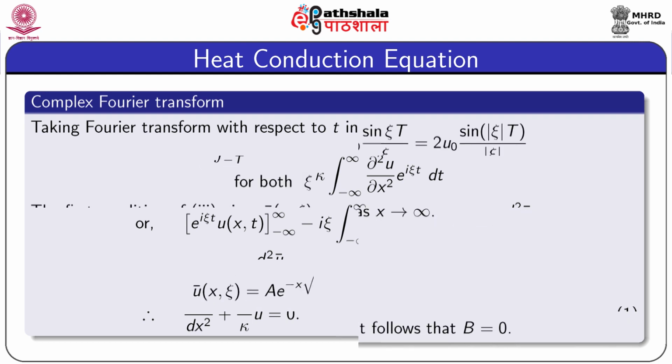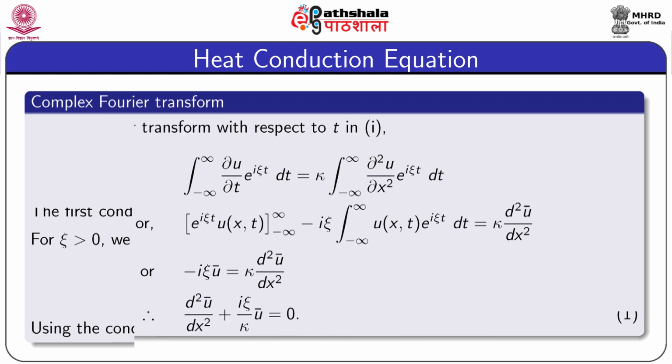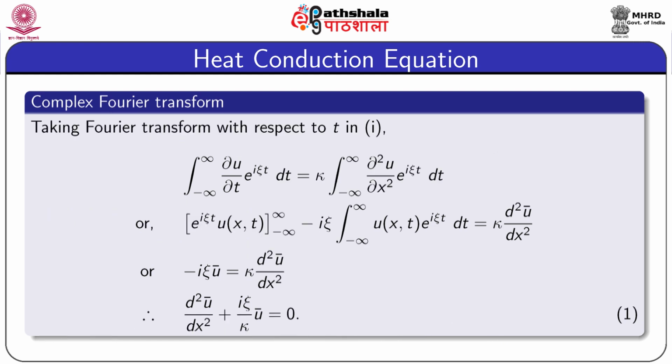can be written in the form ū equals a e^{√(iξ/κ) x} plus b e^{-√(iξ/κ) x}, where a and b are arbitrary constants.